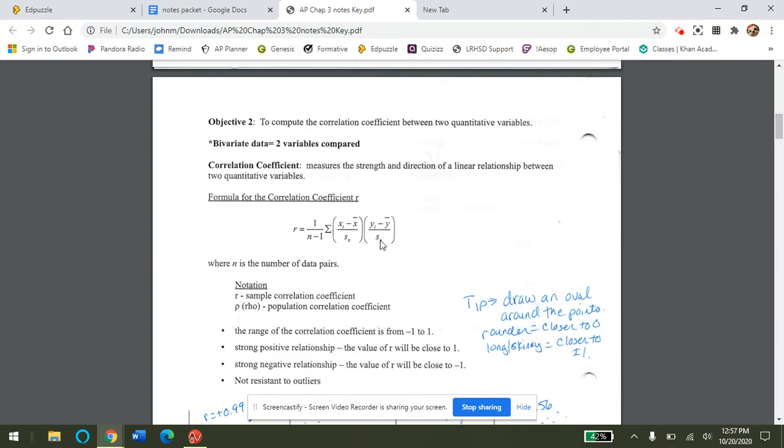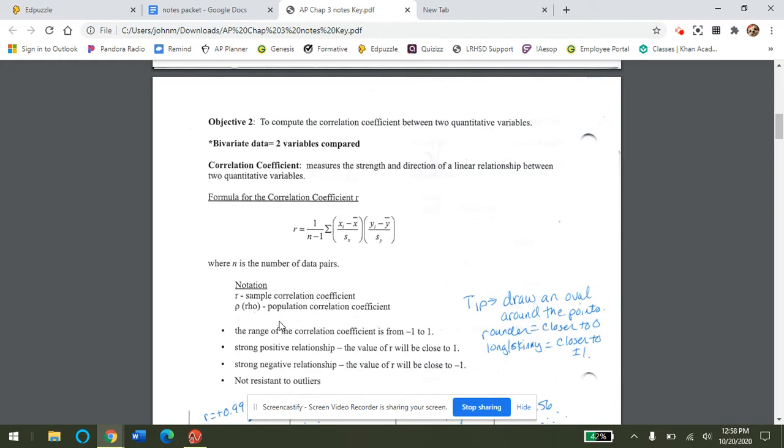So notation. R is what we call a sample correlation coefficient. We always deal with R. If for some situation the data points you had were the entire population, then you would use rho. It looks like a P, but it's actually rho. That's your population correlation coefficient. You don't need to know this. Just wanted to introduce it to you guys, but this is not asked on the exam.